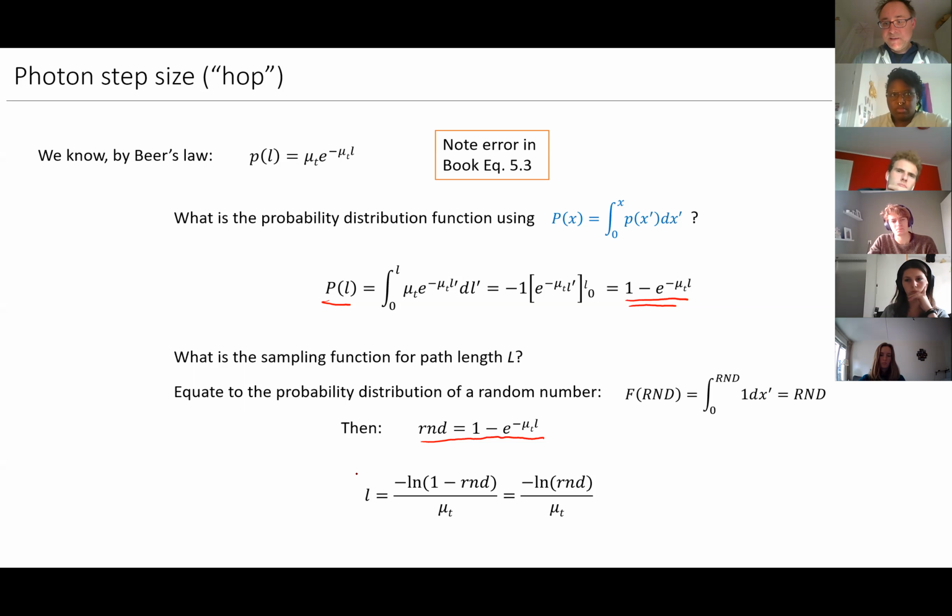Is it clear what's happening here? Yeah, though I had a bit of a difficult time relating the random number to a probability, which I think it is in this case.